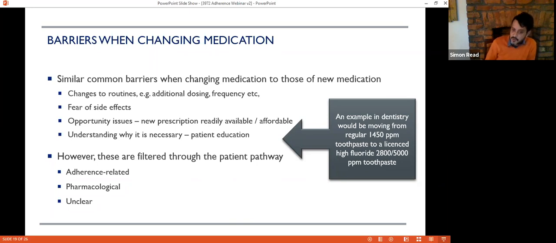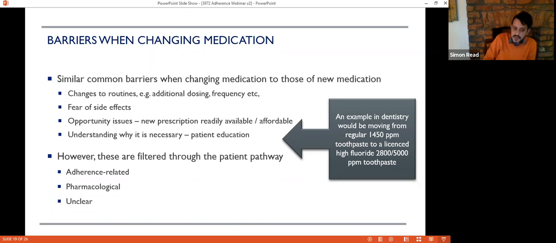So, for instance, if the cause of the medication change is known to be an adherence problem, the starting point for you as clinician may be different to that if you were fairly sure it is pharmacological in origin. This becomes clear when we talk through some of the common barriers to a change in prescription. The first point on the slide here is that there may be changes to routine, additional dosing required, more frequent administration, and so on. As I mentioned, I feel this would be a fairly common aspect as it relates to prescribing toothpaste for caries or other dental conditions.